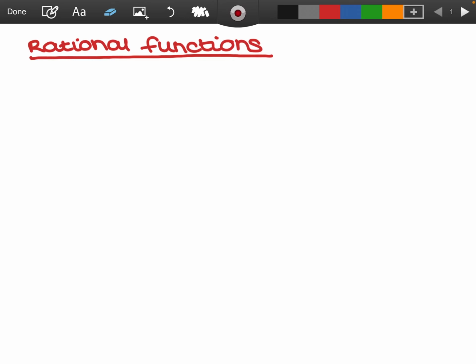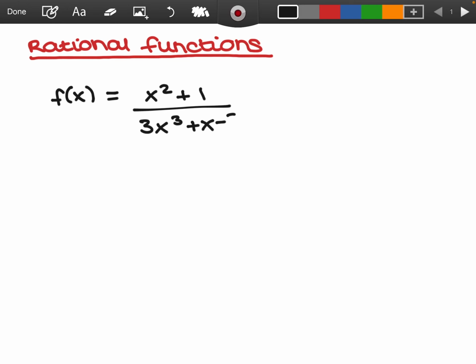So what exactly is a rational function? A rational function is just a function where you have a polynomial divided by a polynomial. So for example, you could have something that looked like x squared plus 1 over 3x cubed plus x minus 2. That would be a rational function. You have a polynomial divided by a polynomial.